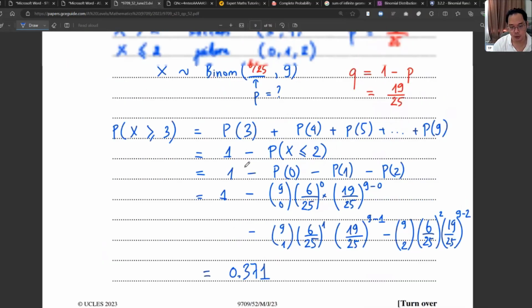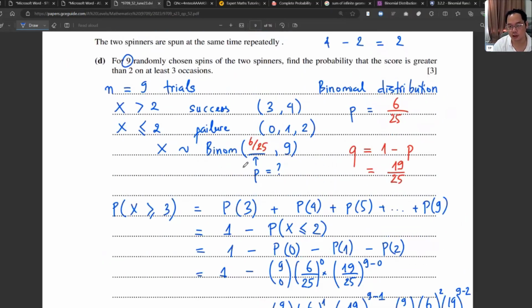And most importantly, we need to understand and distinguish the difference between geometric distribution and binomial distribution.